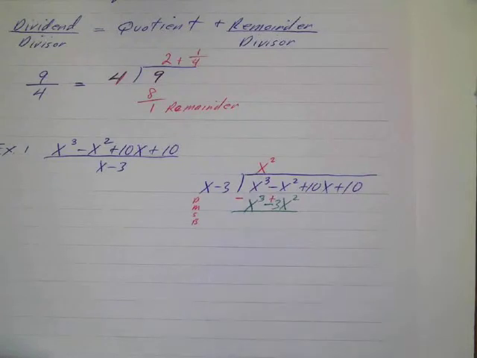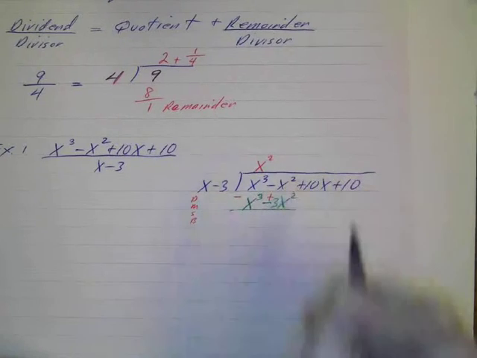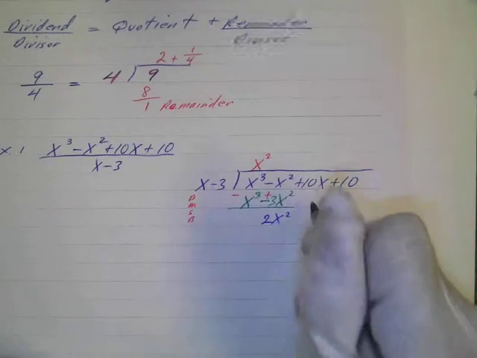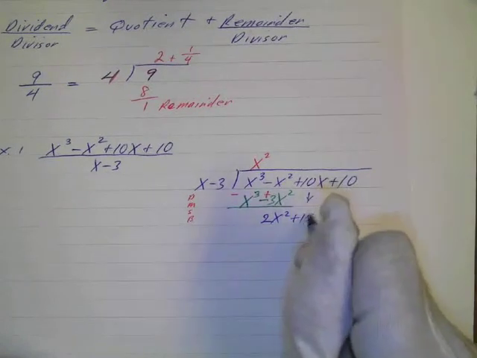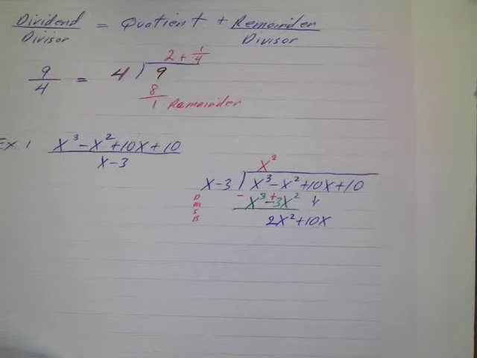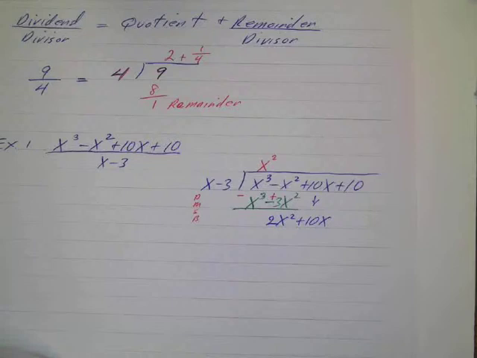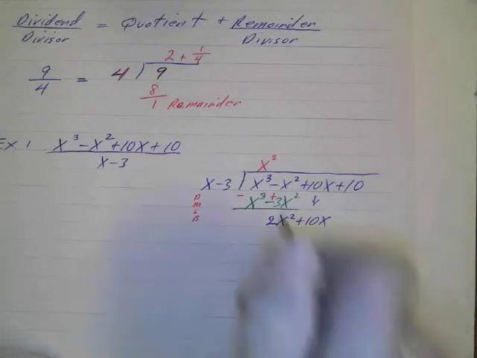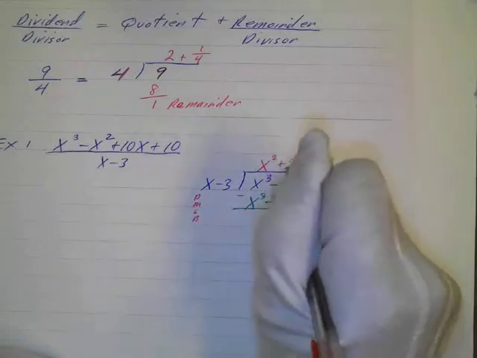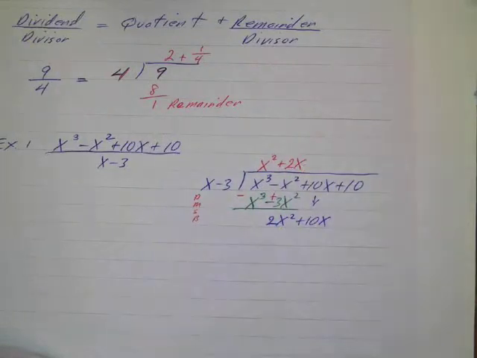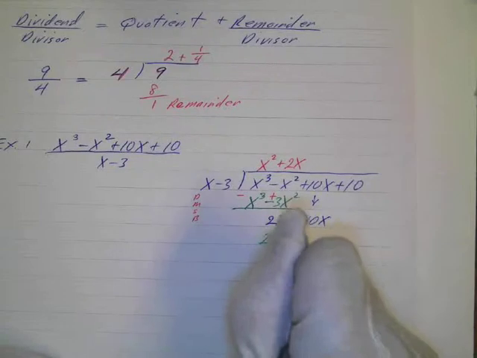And these become 0. They always will, because that's how we designed it. And then positive 3x squared minus 1x squared is just 2x squared. So we've got 2x squared. And then I bring down my positive 10x. And then I just repeat. What do I have to multiply x by in order to get exactly 2x squared? 2x. Now that should check out. When we multiply 2x times x, we get 2x squared. Should be exactly the same.